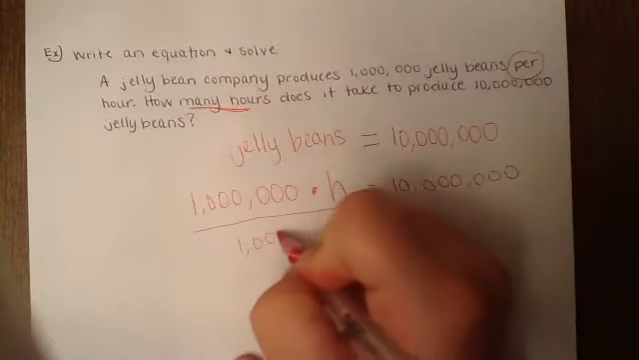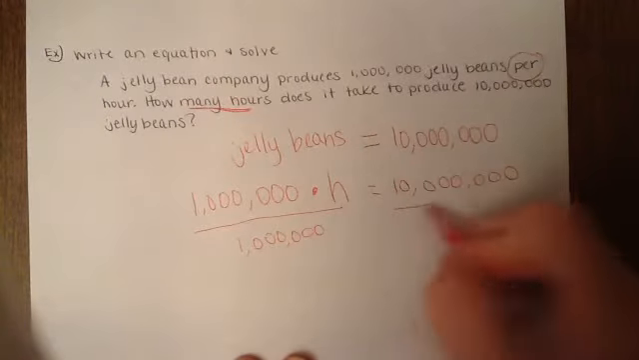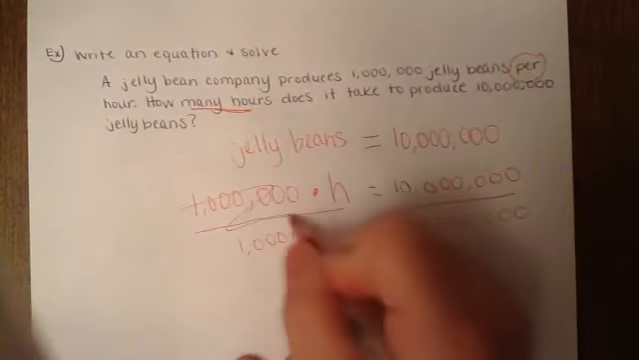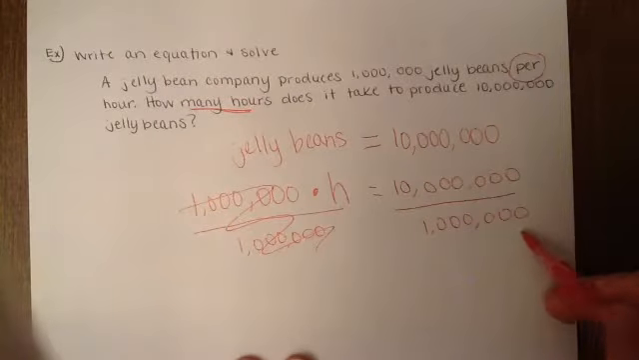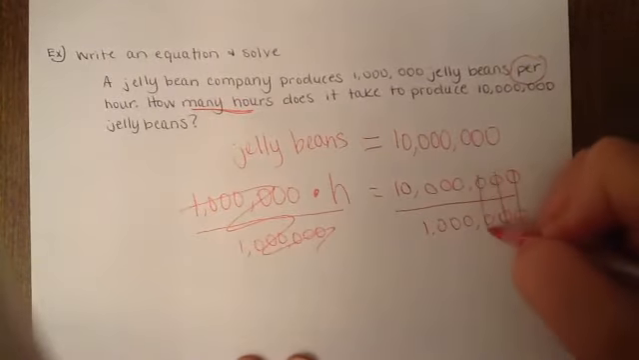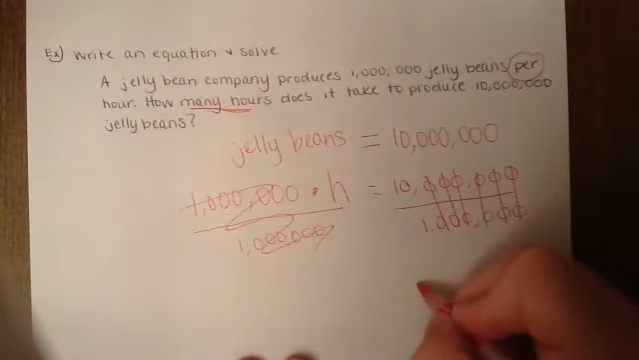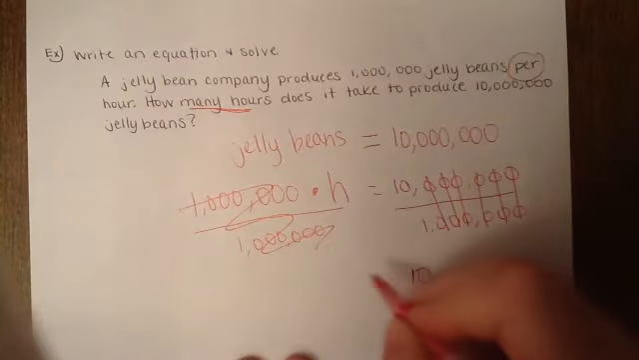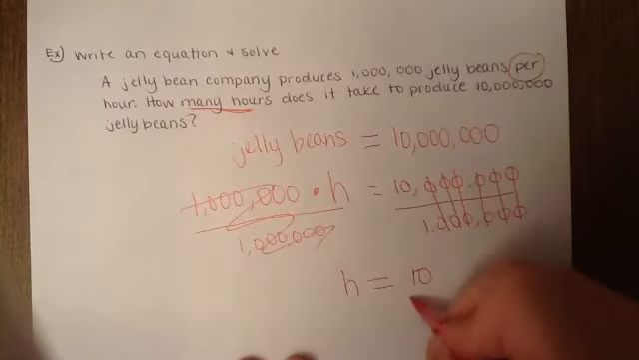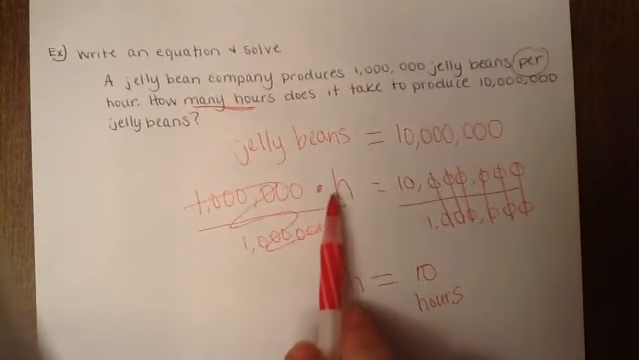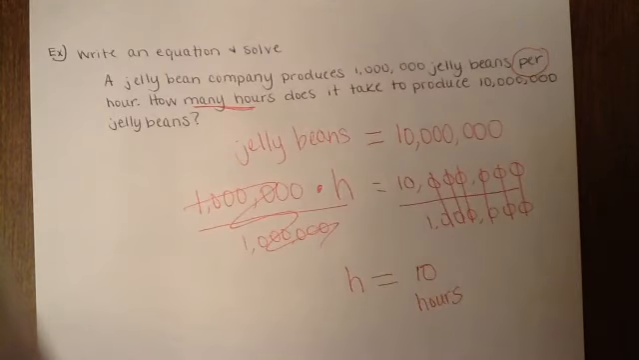What did you do next? Divide by a million. What do I do on one side? Must do to the other. These cancel, and what can we do over here? Cancel out some zeros. 10 divided by 1 is 10. So how many hours will it take? After 10 hours, there will be 10 million jelly beans. 1 million per hour to get us those 10 million. Nice job today, mathematicians.